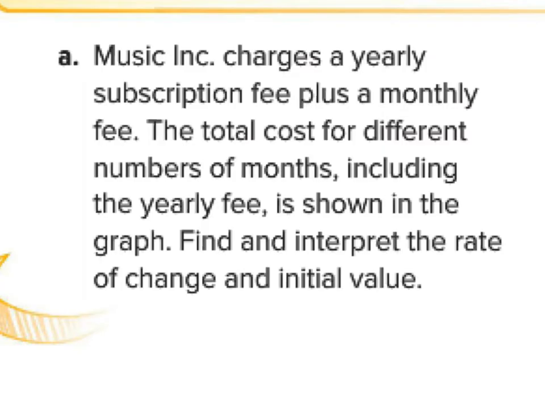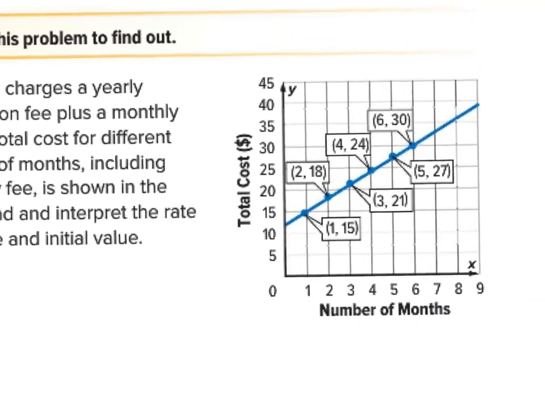Okay, I hope you paused the video and now you're just checking your answers. Music Inc. charges a yearly subscription fee plus a monthly fee. So it looks like we're just going to have a sign-up fee, right? And then an additional fee for every month. The total cost for different numbers of months, including the yearly fee, is shown in the graph. Find and interpret the rate of change and initial value. Okay, let's go to the graph.